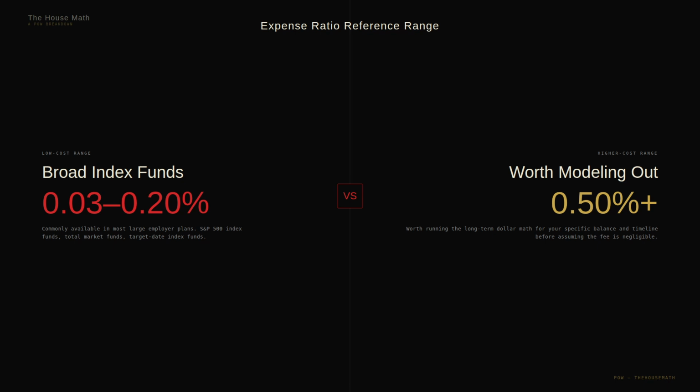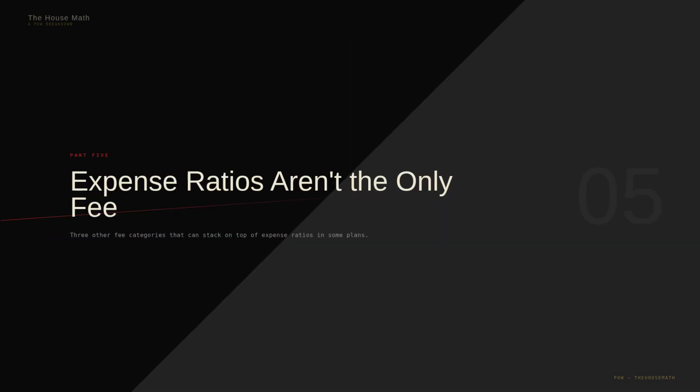Higher cost range, expense ratios of 0.50% and above. Worth running the math to understand the long-term dollar impact for your specific balance and timeline. Expense ratios are the most impactful ongoing fee for most investors, but they're not the only one worth knowing about.